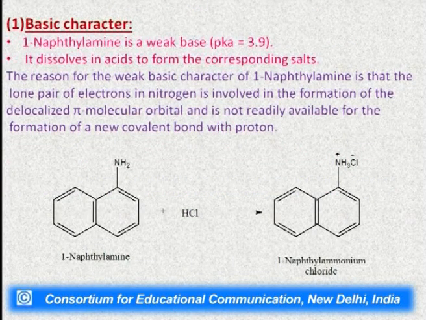Now comes the chemical properties of naphthylamine. Alpha naphthylamine is basic in character. It is a weak base with a pKa value of 3.9. It dissolves in acid to form the corresponding salts. The reason behind the weak basicity of alpha naphthylamine is that the lone pair present on nitrogen is involved in the formation of delocalized pi molecular orbital and is not readily available for donation.